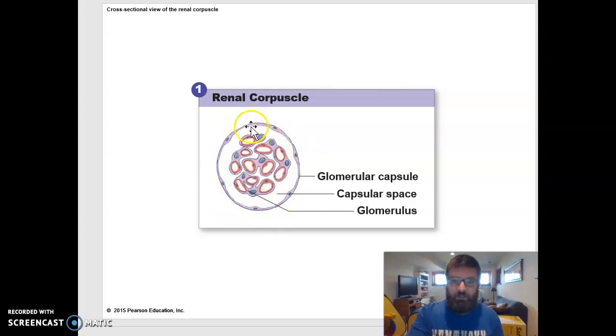the glomerulus, and that's called the glomerular capsule. You may also see it called the Bowman's capsule, right? Back when things were named after people. Right? So that is the renal corpuscle, the glomerulus and the glomerular capsule.